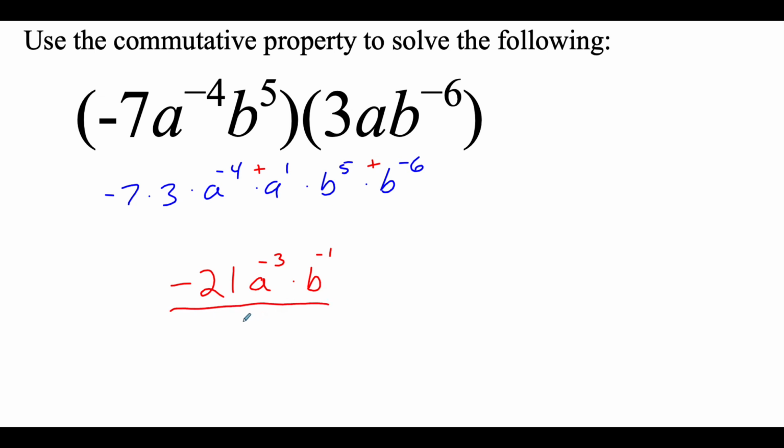I want to think about this as a fraction. Now that a has a negative power on it, so we're going to move the a down to the bottom. And when we do that, that negative 3 becomes a positive 3. The b also has a negative power on it, so I want to move it down to the bottom of the fraction as well. That's a negative 1 power, so when we move it down to the bottom, it becomes a positive 1 power, but we don't have to put the 1 exponent on the b. Now this 21 that we had out in front doesn't have a negative power on it, so we're not moving it at all. It stays on top of the fraction.